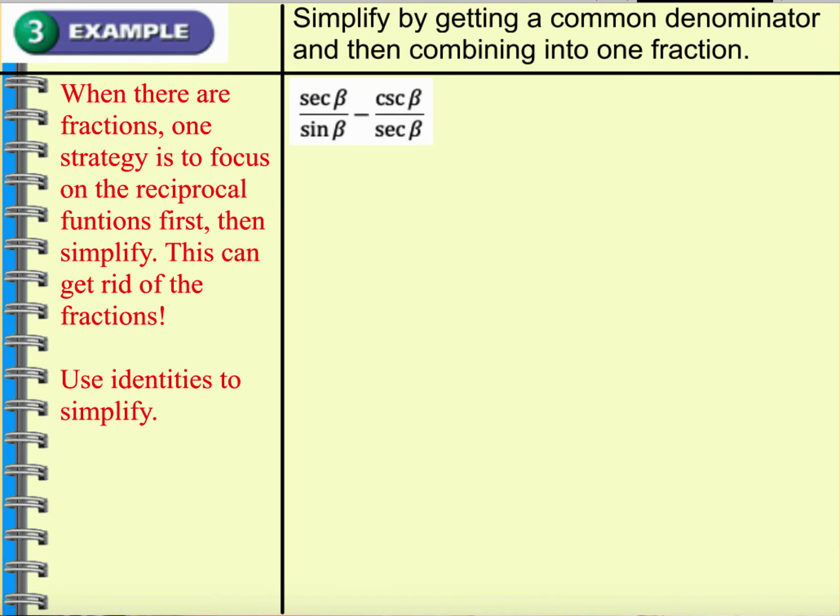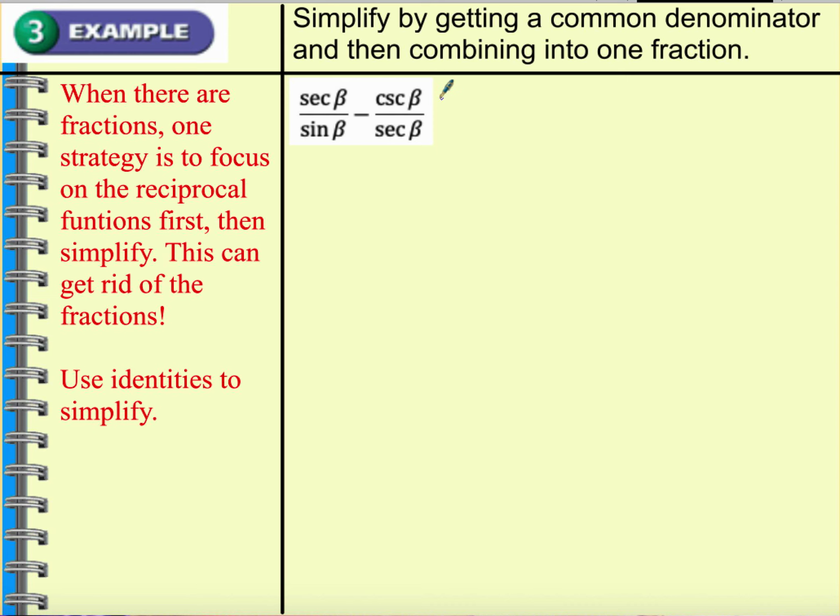For example number 3, we're asked to simplify by getting a common denominator and then to combine it into one fraction. When there are fractions, one strategy is to focus on the reciprocal functions first and then simplify. That could get rid of the fractions. So let's try that. I've got secant beta divided by sine beta minus cosecant beta divided by secant beta. I'm really interested in what's going on with this second fraction, so I'm going to rewrite it using my reciprocal trig.